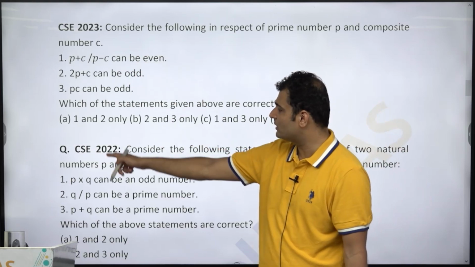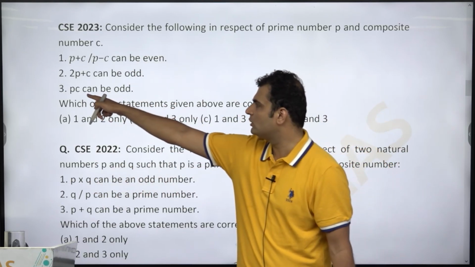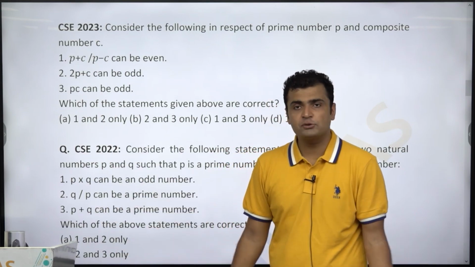Now this is 23, this is 22. Look at statement 3 here and statement 1 here. P into Q can be odd. Here P into C can be odd. Same statement, absolutely the same statement repeated.